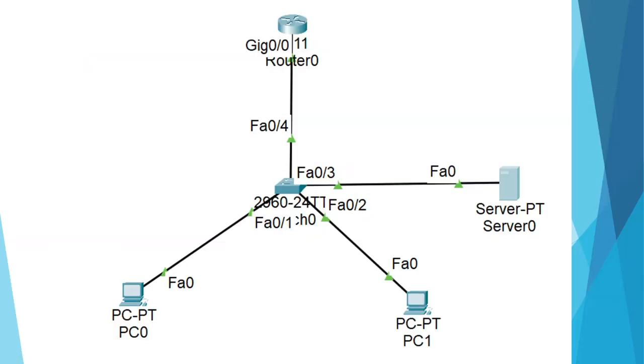By using these devices, we are going to create a topology like this. Here we'll connect one switch to the router, again for the server, and we are going to use two PCs. This will be PC0 and this is PC1. So when we are using this server as an email server, at that time we will be able to send email from this PC0 to PC1 or from PC1 to PC0. So let's start with the video.